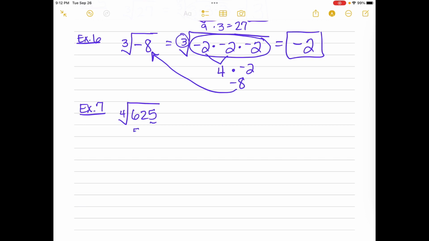So I'm going to see if 5 times 5 times 5 times 5 equals 625. Remember, I'm looking for 4 of them this time because this is a 4th root. So I'm going to check this. 5 times 5 is 25, and again, 5 times 5 is 25. I already know that 25 times 25, a number that comes up a lot in math, is 625. So that means I have 4 5s making 625.